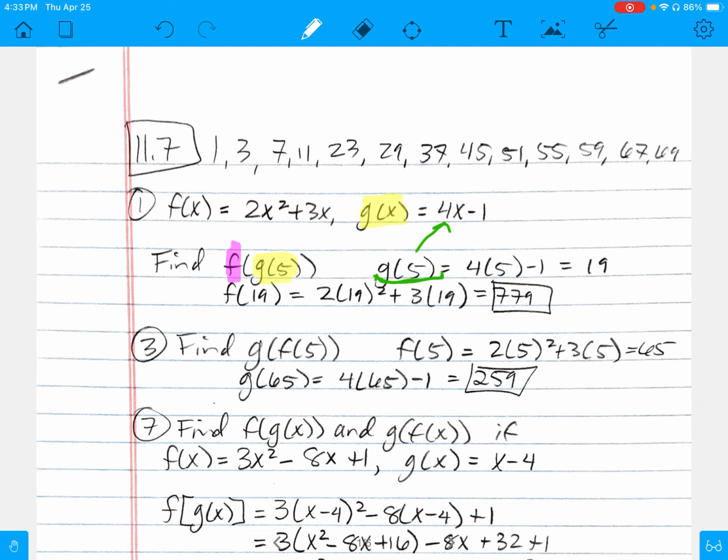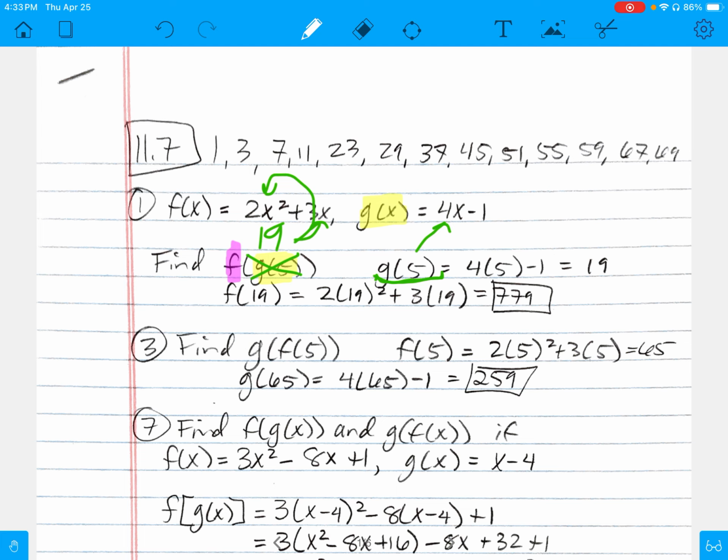And then once I get that value of 19, g of 5, that is right inside of the f function now, we actually know what that is now. It's 19. So really what I'm being asked to do in this problem is find f of 19. And so that's the very next thing that we do. We take the 19 and we plug it in for x in both of the instances of the variable x in the f function. So we have 2 times 19 quantity squared plus 3 times 19 equals 779 when we evaluate that. So that's how that first one goes.